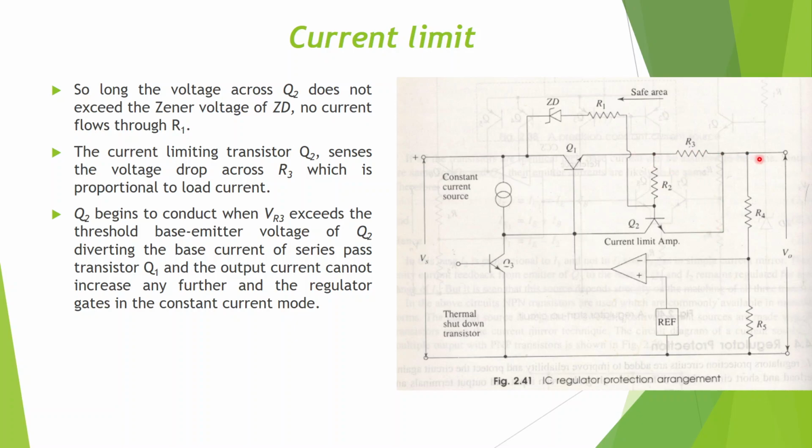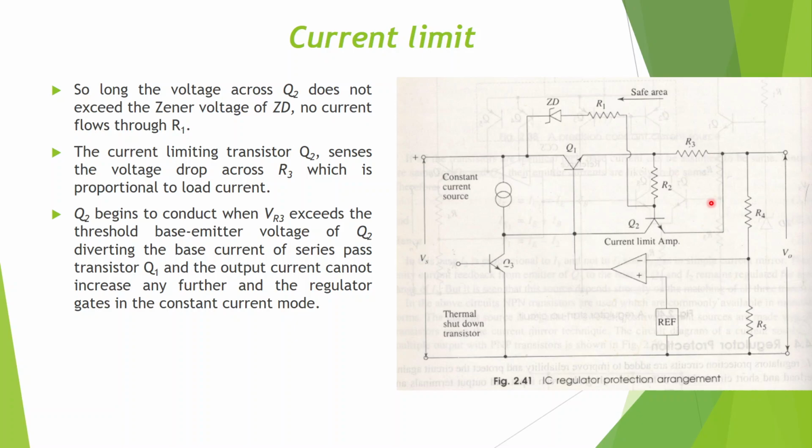Now if the output current increases, then the voltage drop across this resistor R3 will increase. And the base emitter voltage is the same as the voltage across R3. So this transistor will start conducting. When it starts conducting, the collector, which is connected to the base of the series pass transistor, drains away the base current. So when the base current of Q1 decreases, the amount of current that it allows to pass decreases. So in that way, the current is limited. Then this circuit will function in the constant current mode.